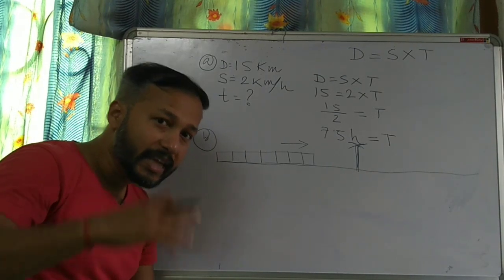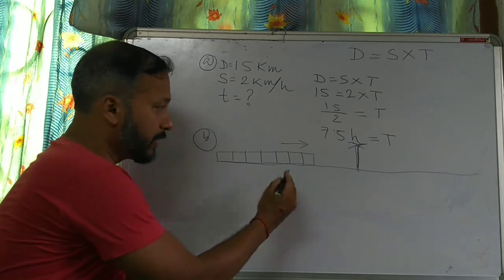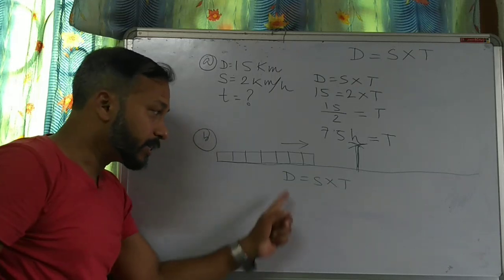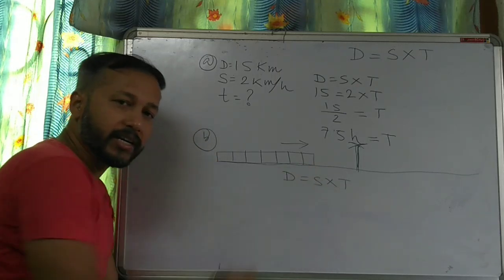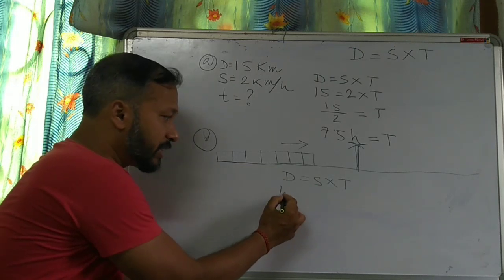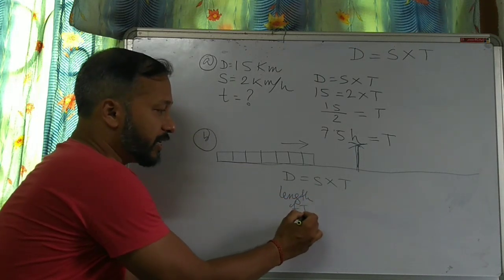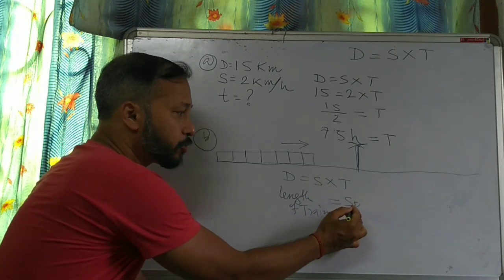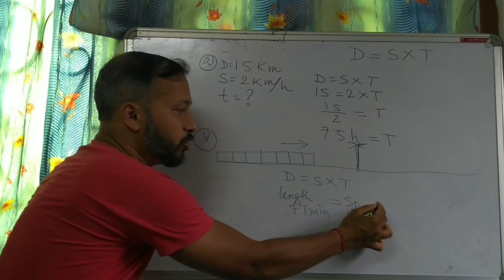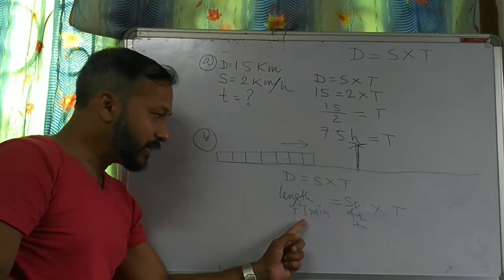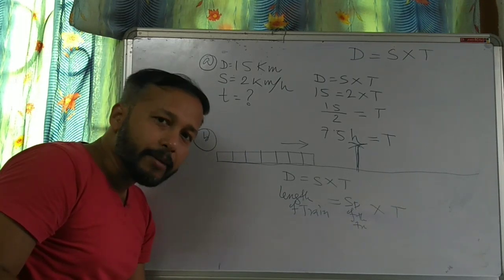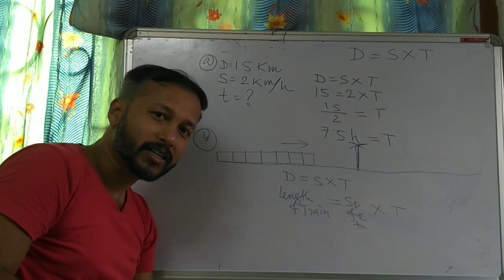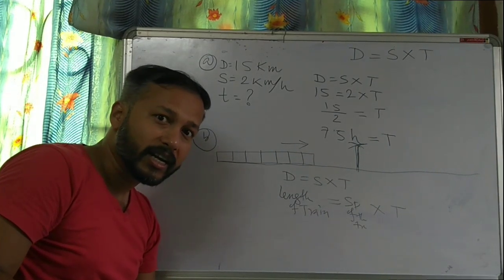Now what is the time? In that case, you will take the distance equal to speed into time. The same formula we will take. The distance is, what is the length of this train? Got it? Distance means the length of the train, equal to the speed of the train into time. By using this formula, we can find the time taken by this train to cross this tree.